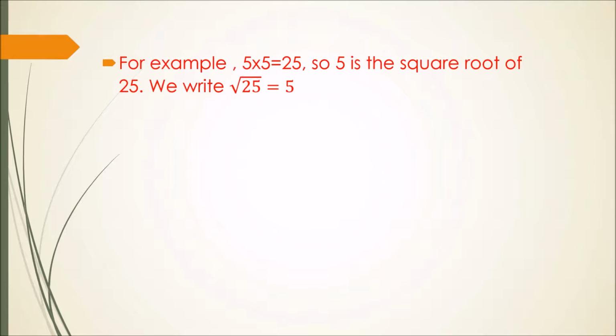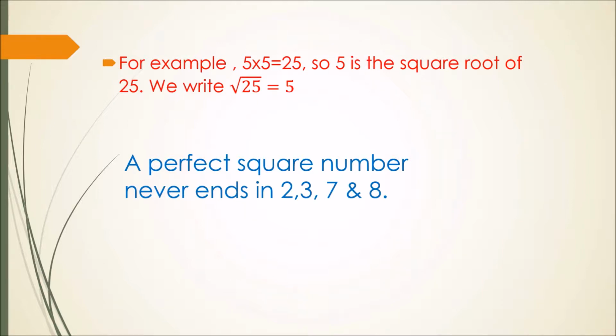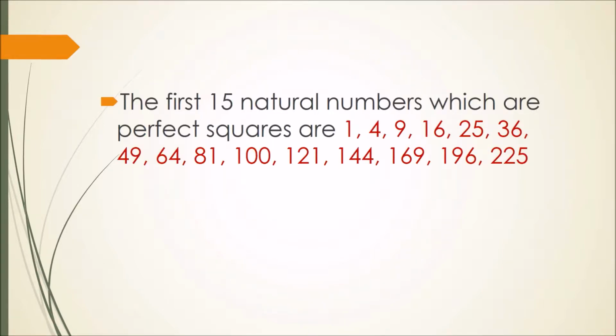A perfect square number never ends in 2, 3, 7, and 8. Finding the square root of numbers which are perfect squares is easy. The first 15 natural numbers which are perfect squares are 1, 4, 9, 16, 25, 36, 49, 64, 81, 100, 121, 144, 169, 196, and 225.